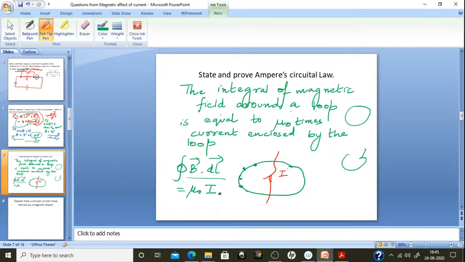What is the current that is enclosed by the loop? I, right? So this is the formula. Is it clear or not? So this is the law, and we can use this to find magnetic field because of different systems. If I have a solenoid, if I have a toroid, I can use this to find the magnetic field. Is it clear now?